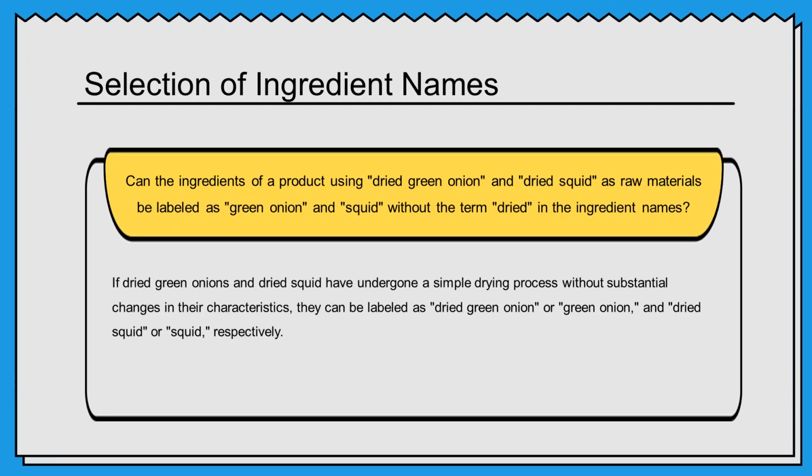If dried green onions and dried squid have undergone a simple drying process without substantial changes in their characteristics, they can be labeled as dried green onion, or green onion, and dried squid, or squid, respectively.